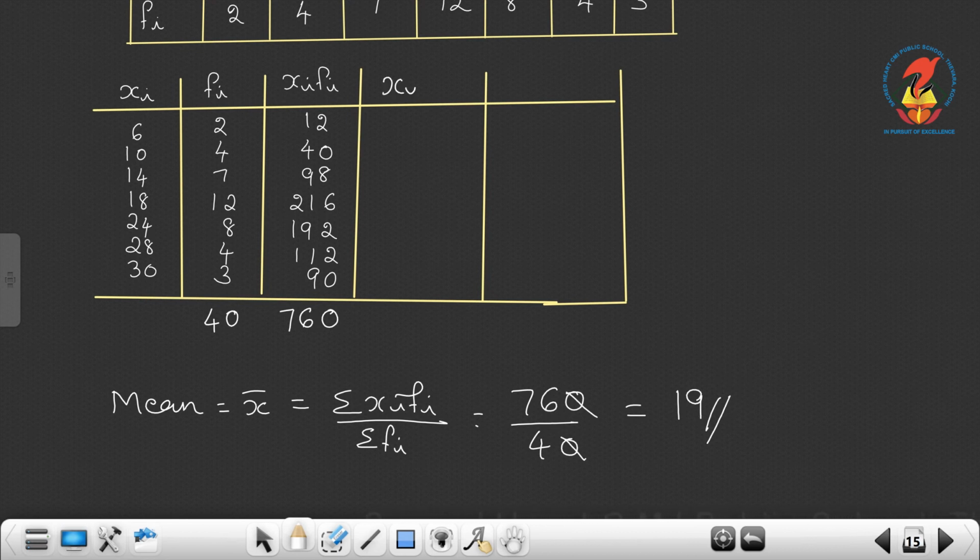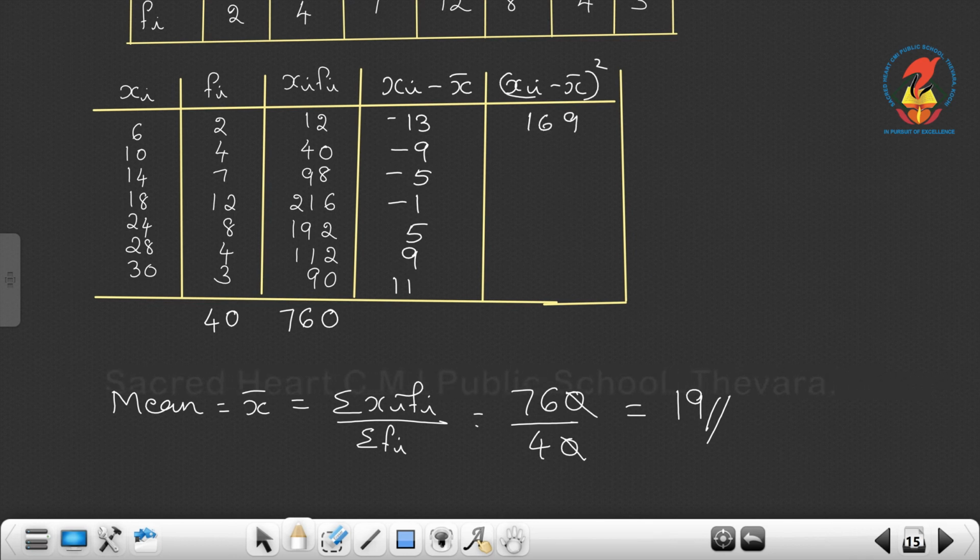Now find xi minus x bar, then its square. What is xi minus x bar? 6 minus 19, that is minus 13. Then 10 minus 19 is minus 9. Then minus 5, minus 1. 24 minus 19 is 5, 28 minus 19 is 9, then 30 minus 19 is 11. Then its square, xi minus x bar square: 169, 81, 25, 1, 25, 81, 121.